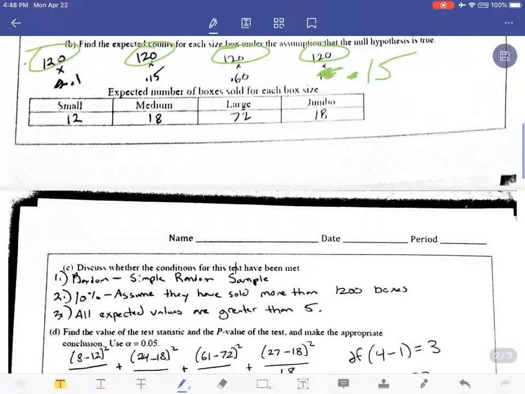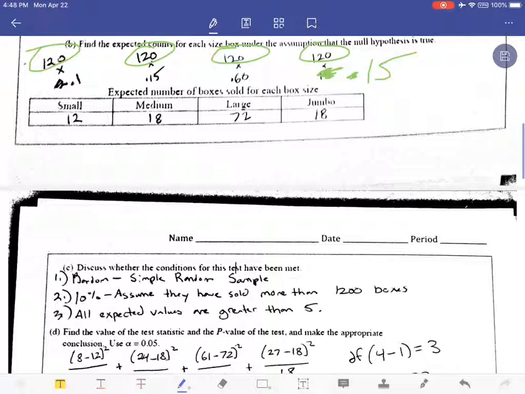So we have our three conditions that we need to check. The first one is your random condition. So we know it's random because it's from a simple random sample. Second, we have our 10% condition. We can assume that they've sold more than 1,200 boxes, which is, as long as they sold more than 1,200 boxes, then our sample size of 120 would be less than 10%. We've done that all semester. You should be familiar with that.